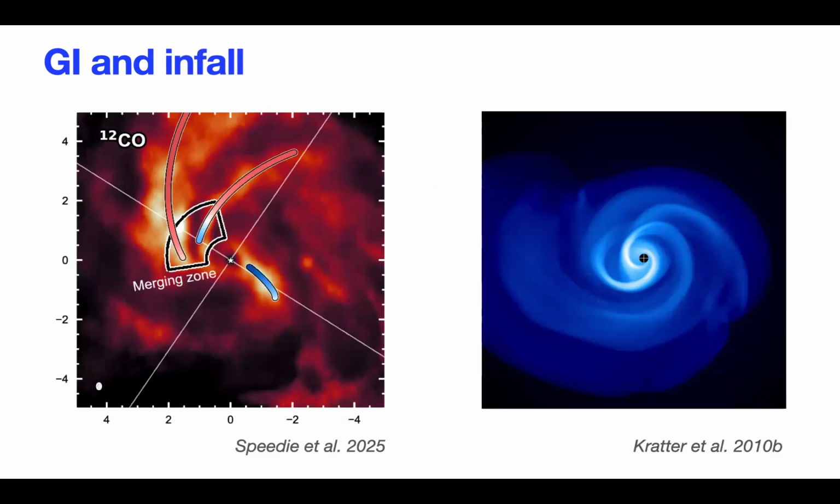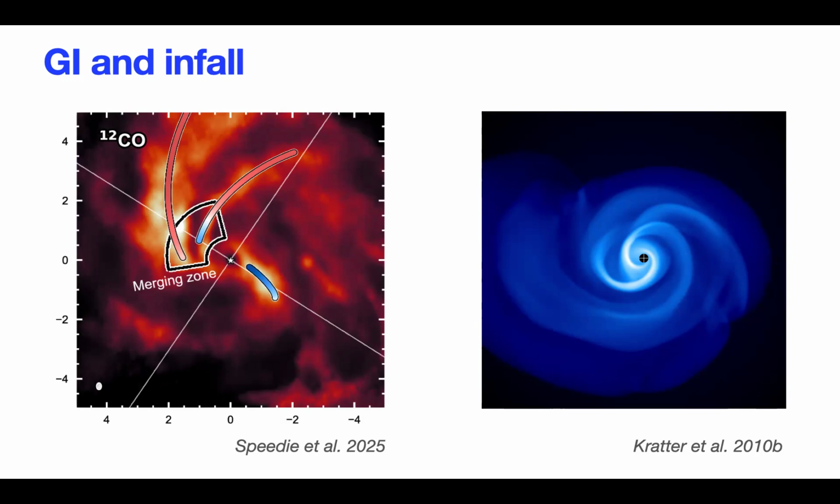Okay, so now GI and infall. The idea is that now we want to understand a bit better how gravitational instability works when we are adding material rather than modifying the temperature. We have observational evidence that this is happening in protoplanetary disks. For example, this is the disk around the Biorige in a paper by Jess Speedy this year, where she showed that it's possible to trace streamers from the cloud up to the disk. And actually what you can see is that there is a shock in the merging zone between the streamer and the disk. So disks are interacting with the environment.